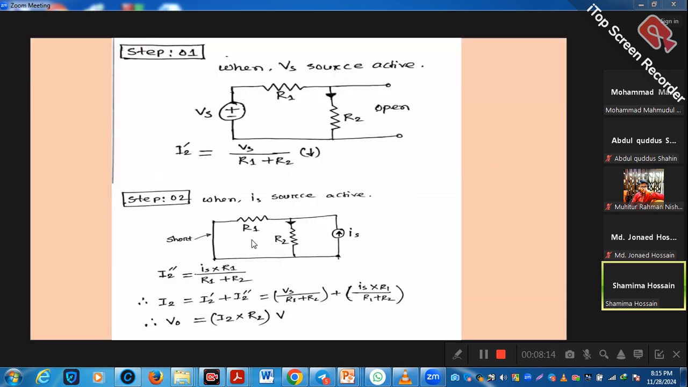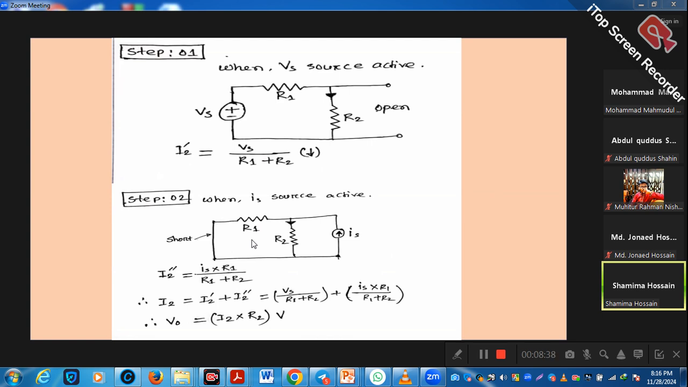Next slide, please. Step 1. When the VS source is active, the other source, such as the current source, is open and the voltage source is short. Find the I in the circuit. Step 2.